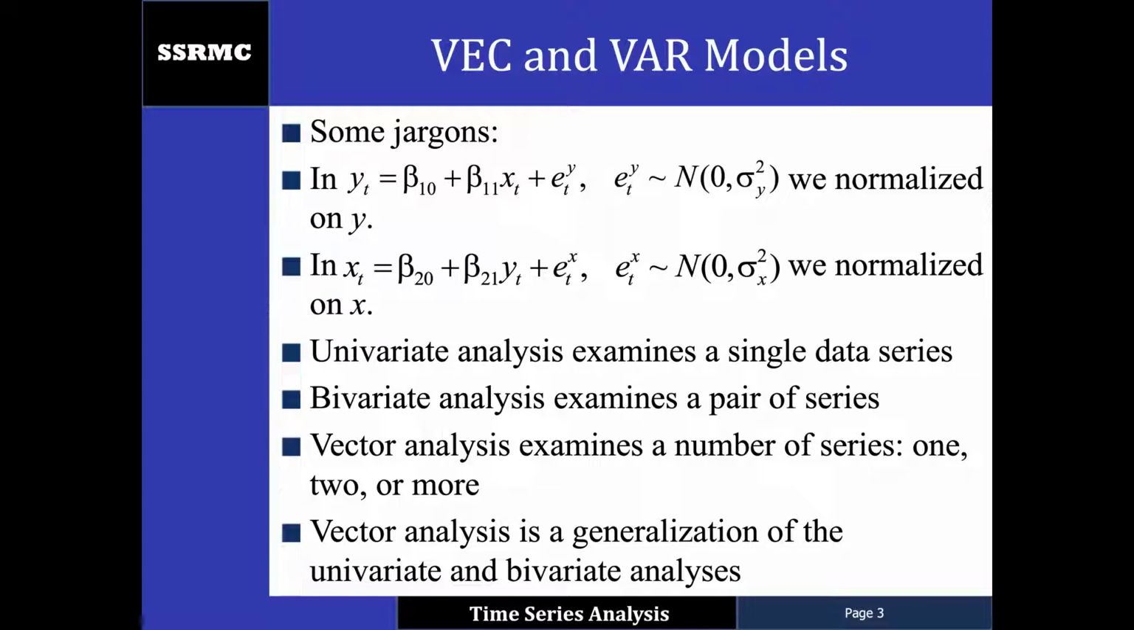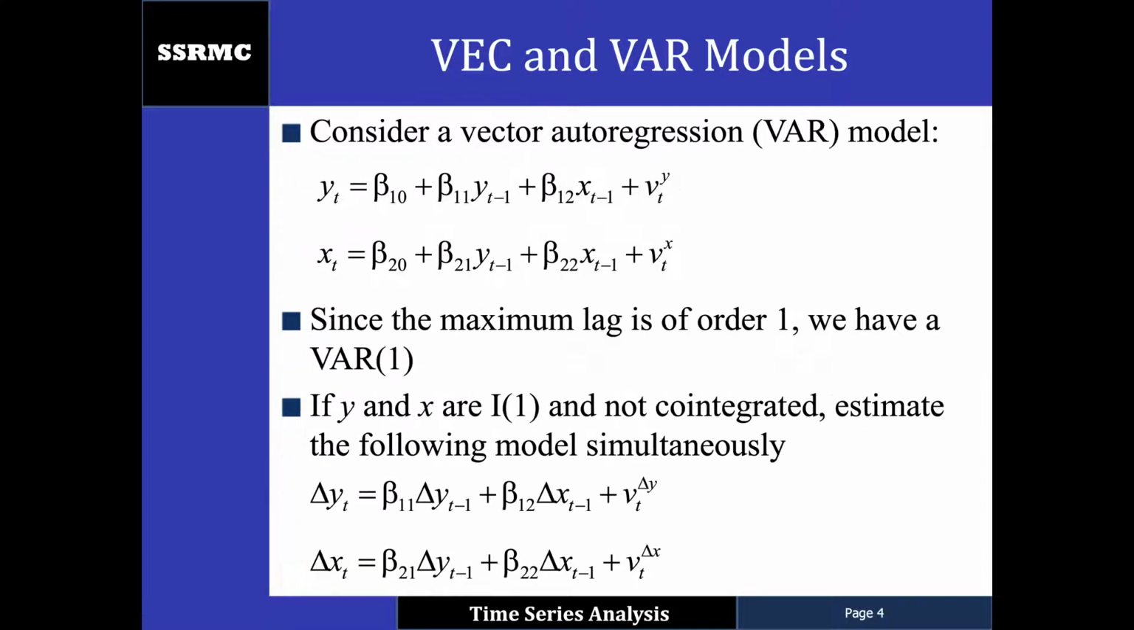A univariate analysis examines a single data series. So for example, the AR1 process we investigated before, that's a typical univariate analysis example. Bivariate analysis examines a pair of series. So either one of those two equations on the slide is a bivariate analysis example. Vector analysis, on the other hand, examines a number of series. It could be one, it could be two, it could be more. In other words, vector analysis is a generalization of the univariate and bivariate analysis. We are extending our discussions in the last two lectures to a more general case.